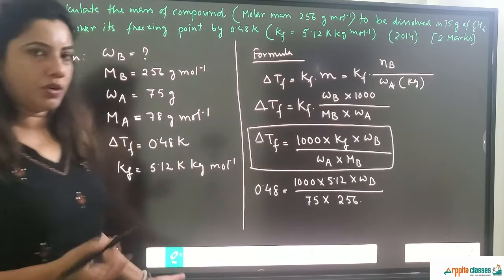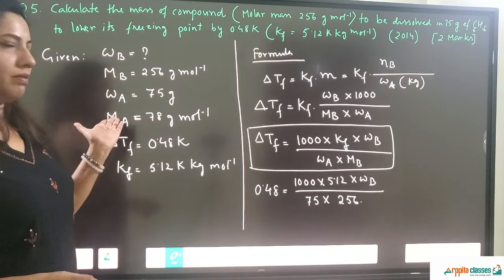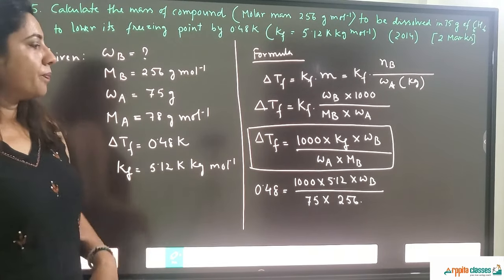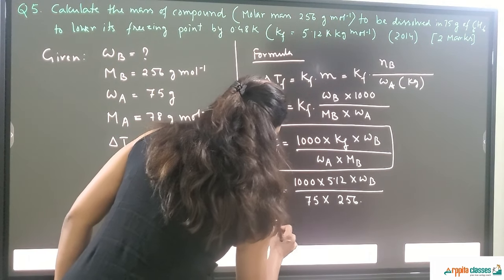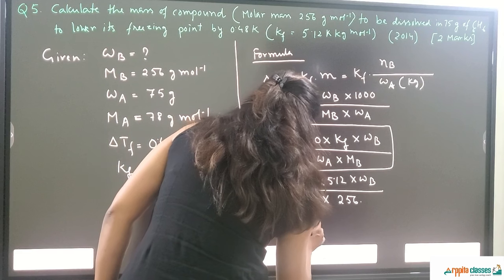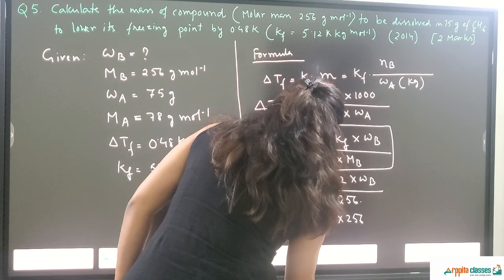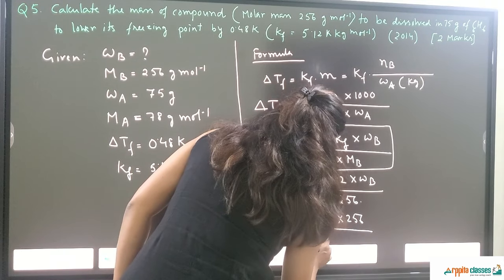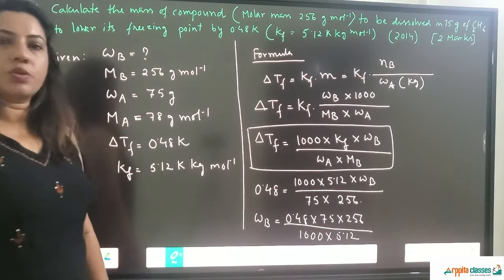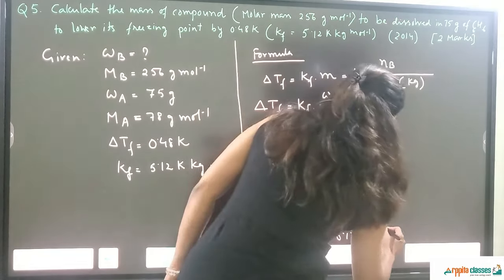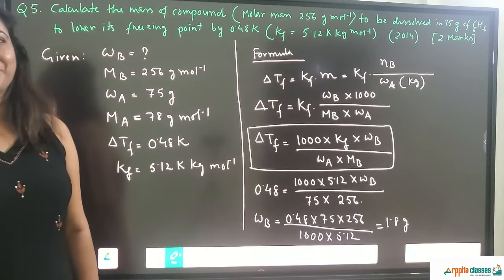Ma is not required over here. So from here we have to calculate Wb. I am just rearranging and writing. You can do the calculation: 0.48 into 75 into 256 divided by 1000 into 5.12. If you calculate this, you should get the answer. So the answer will come 1.8 gram. Please do the calculation and check your answer from here.